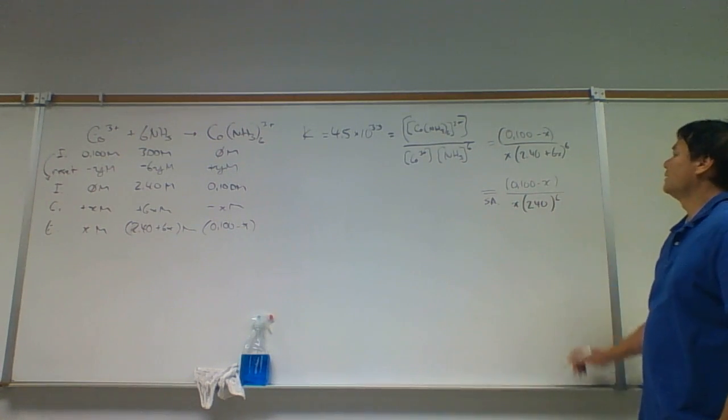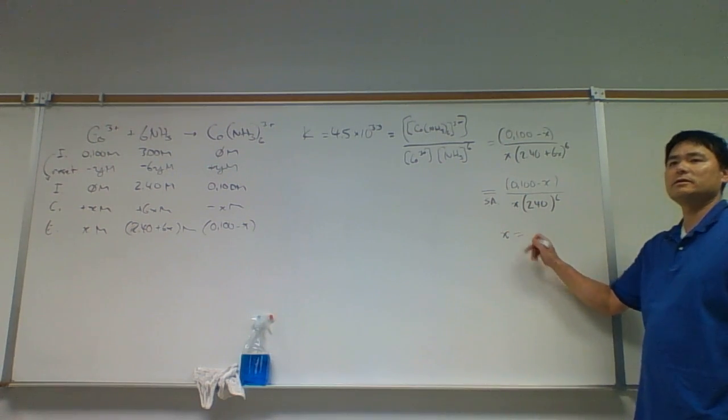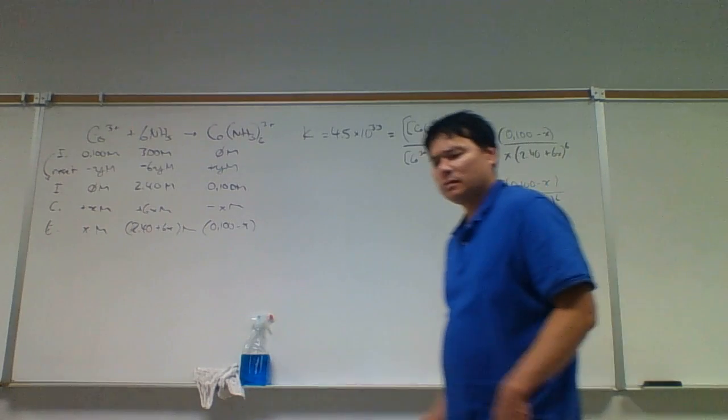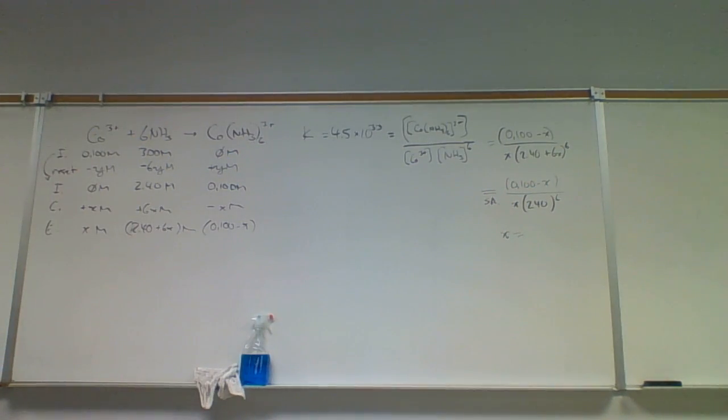2.40 to the 6th. And so now it's a lot easier to solve for x. So I'll let you finish solving this one for x. And does the simplifying assumption work? It works great in this particular case. The percent change is very small, and so the simplifying assumption is justified.